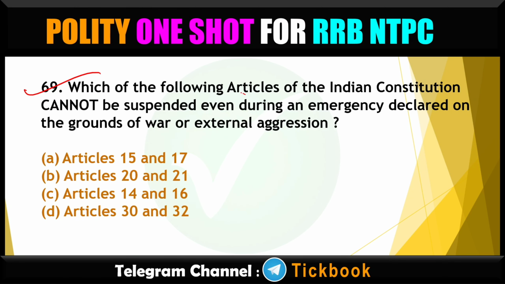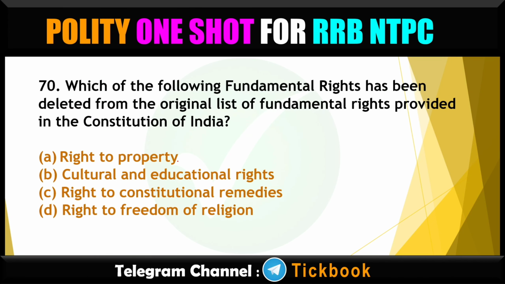69. Which of the following articles of the Indian Constitution cannot be suspended even during an emergency declared on the grounds of war or external aggression? National emergency. 69. Option number B is the right answer, Article 20 and 21.